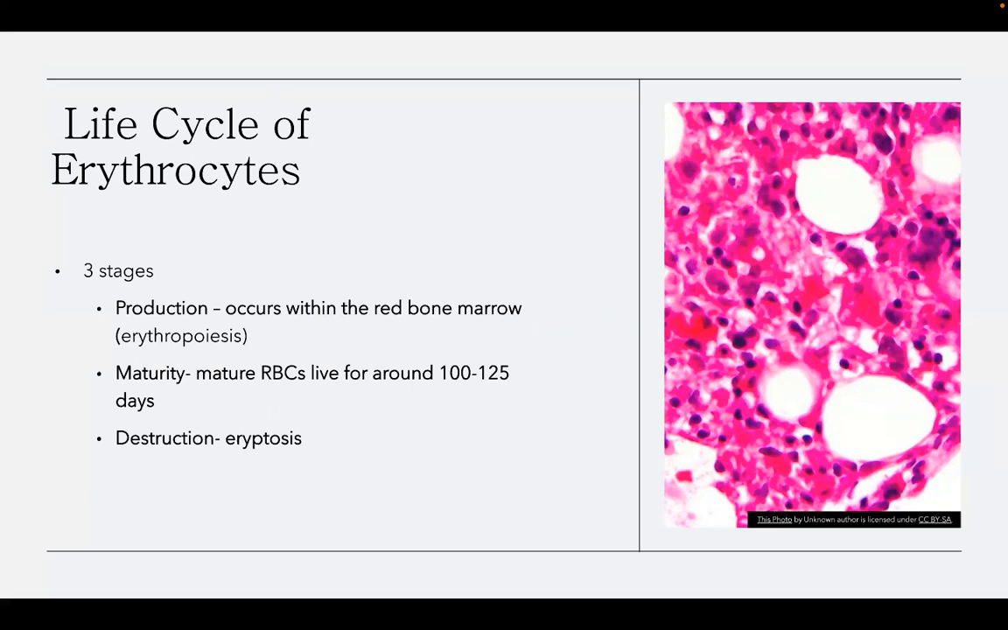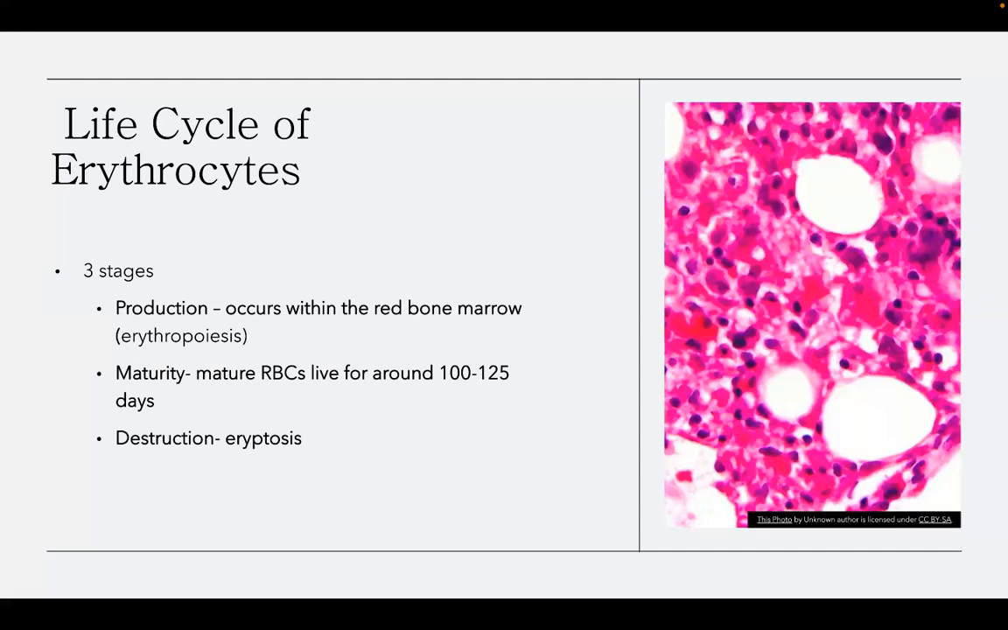Production is also called erythropoiesis and is completed within the red bone marrow, and that's what this picture is right here. This is a microscopic view of red bone marrow. Mature red blood cells travel throughout the body, and they typically live for about 100 to 125 days each. The destruction stage is the final stage and is called eryptosis. The spleen actually helps to control the balance of the production and destruction and to maintain the proper amount of red blood cells within the body.